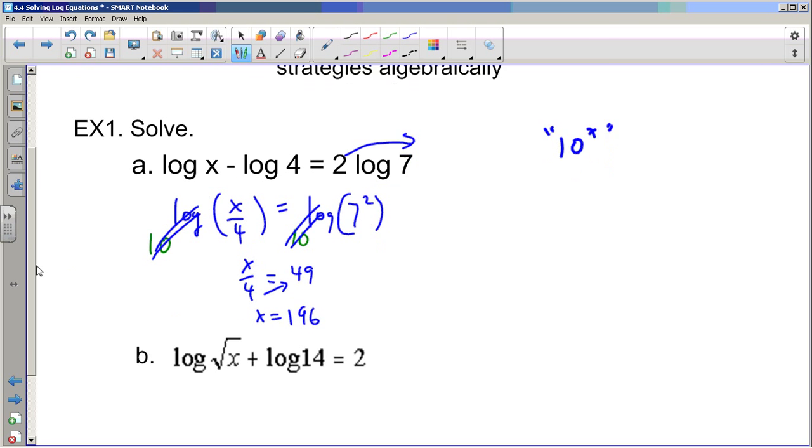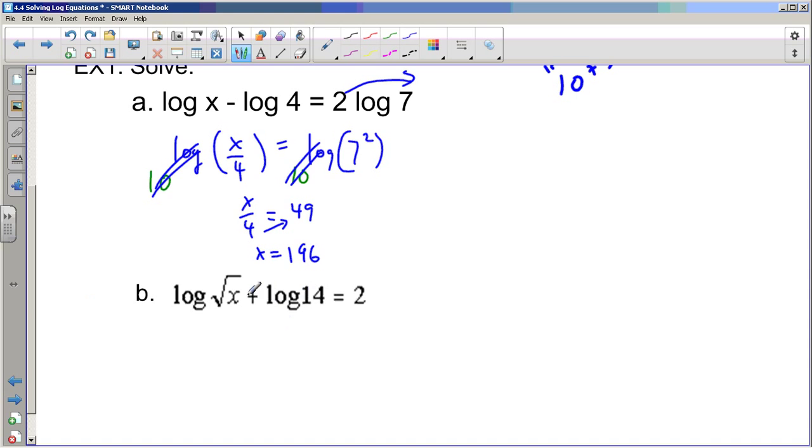Dandy. I'm going to pull the same trick here, right? I've got 2 logs I'm adding, so on the inside it becomes what? It becomes multiply. So this is 14 root x. Why did I write it like that instead of the other way? Well, it's just so I realized that the 14 isn't underneath the root. Now I can take exponential function base 10 of both sides.